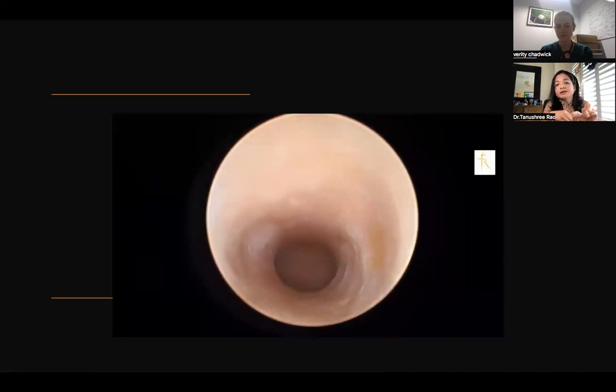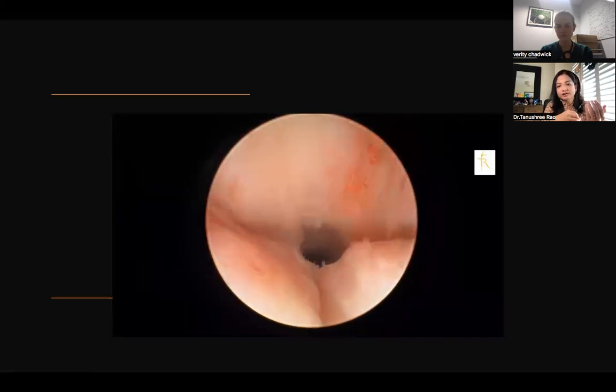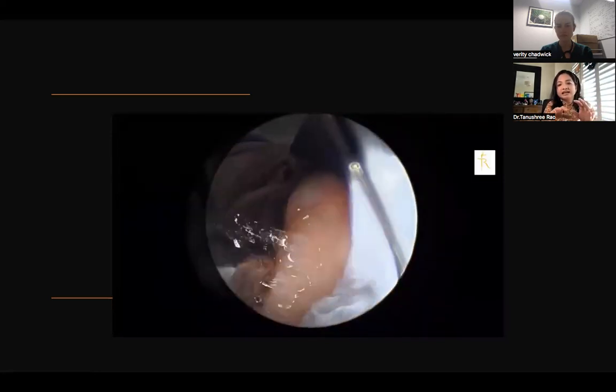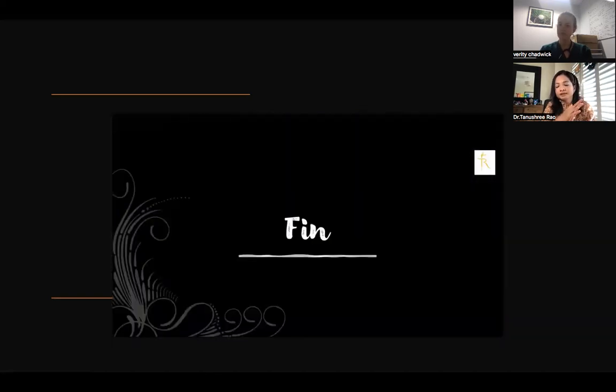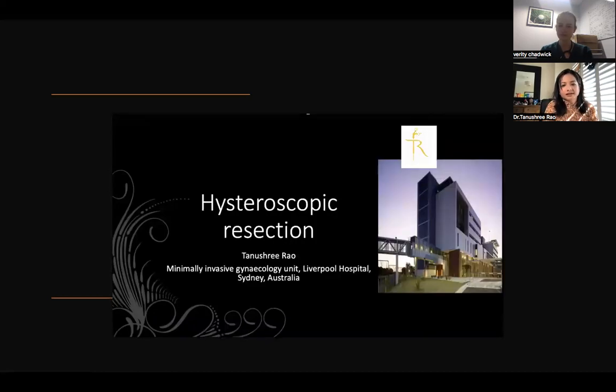This is the classic appearance of an atrophic endometrium, okay? So most likely in her case, it was probably atrophic vaginitis causing PV bleeding, which is the number one cause of PV bleeding in a postmenopausal woman. All right. So that was that.